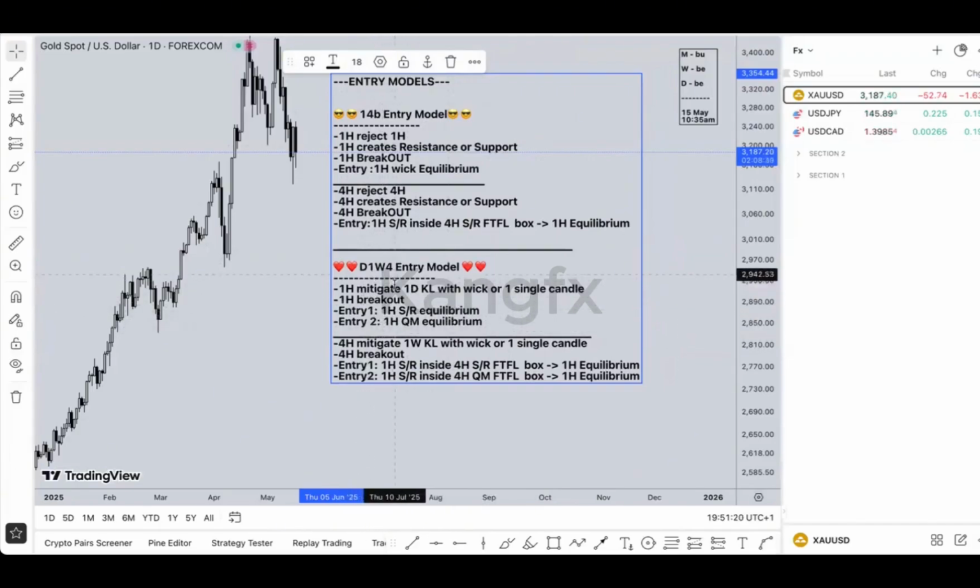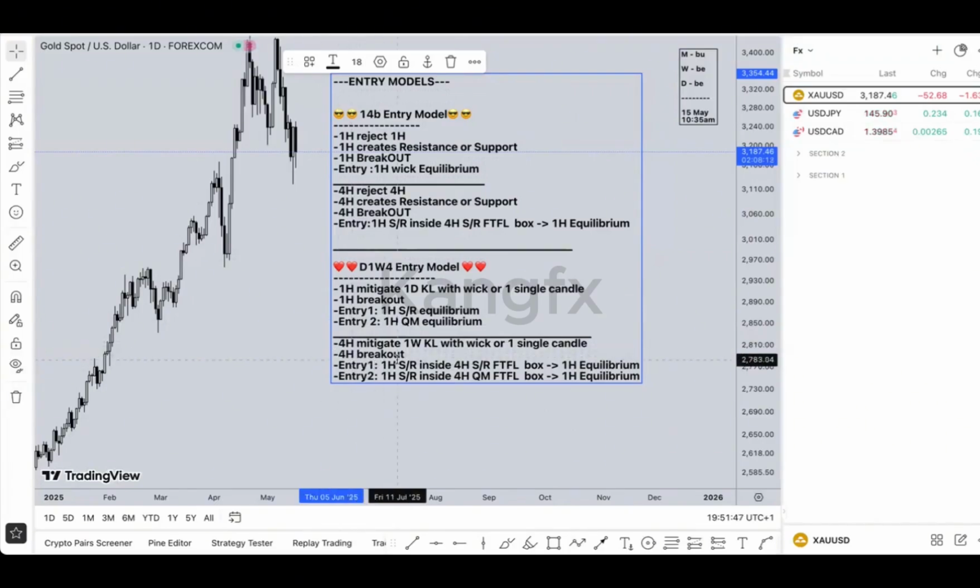After the 1 hour breakout, there are two ways we get our entries when we are using the D1W4 entry models. Either we pick our entry on the 1 hour support or resistance equilibrium, which is the best and the strongest, or we take an entry from the 1 hour QM equilibrium, which is not as strong as the 1 hour support or resistance equilibrium. Also, the D1W4 entry model can be used on 4 hour also.